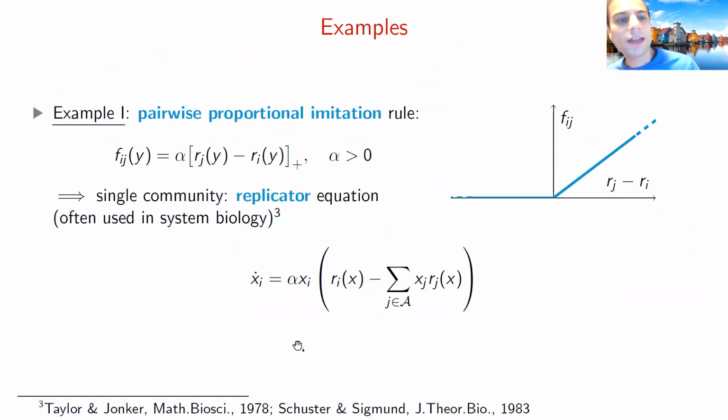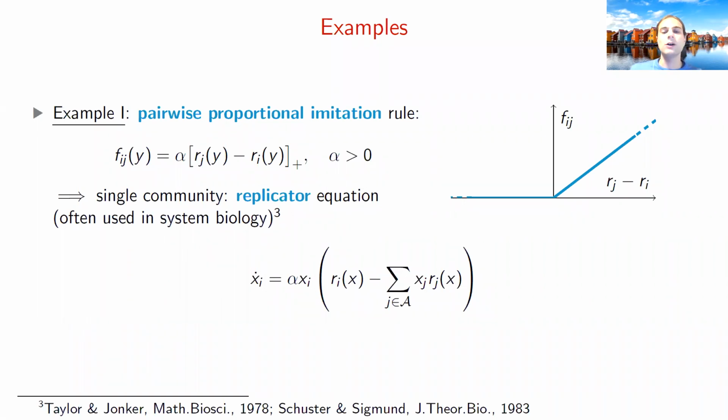Okay, so as we said, we can now go into details of the imitation rates. What are typical choices, possible choices for the imitation rates? One standard choice is to assume that the imitation rate from I to J is proportional to the positive part of the difference between the payoff for playing J and the payoff for playing I.